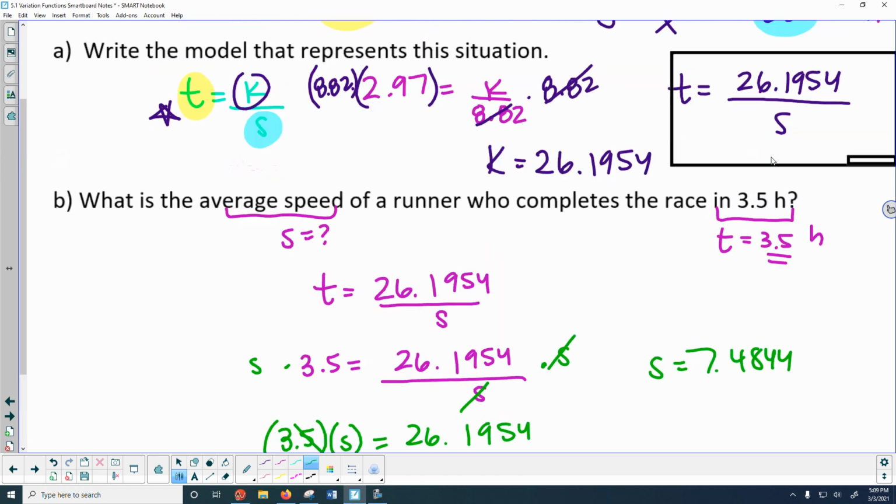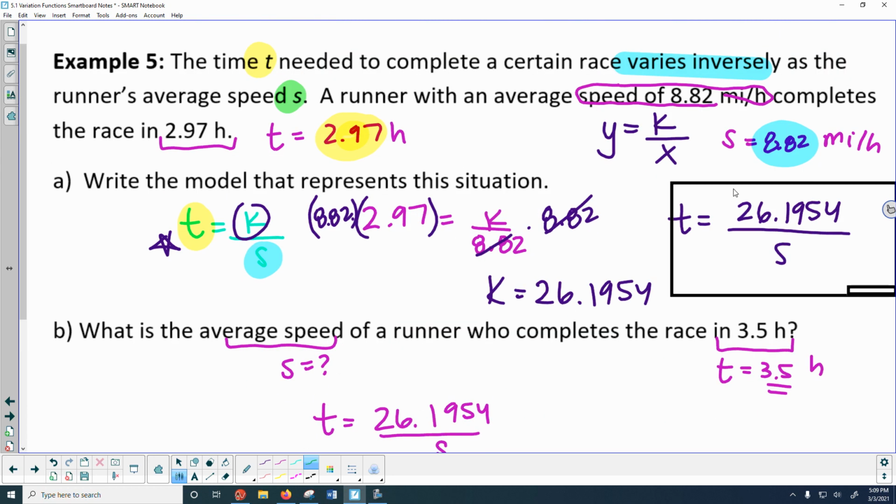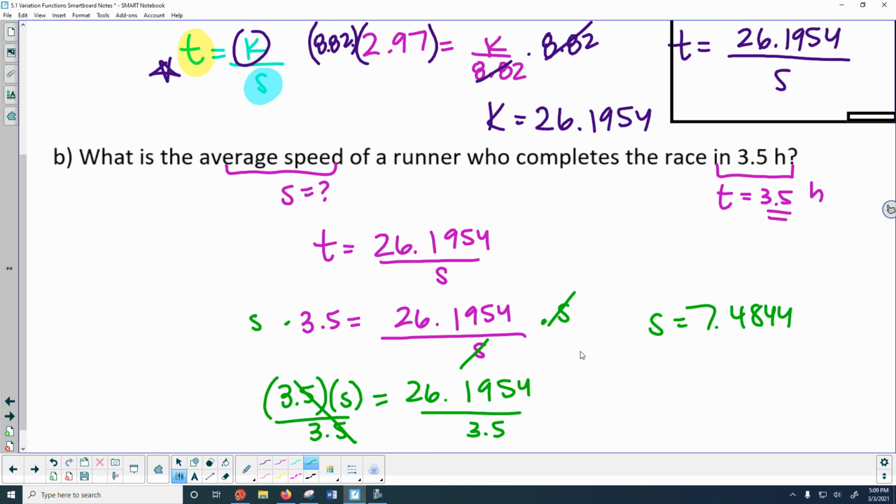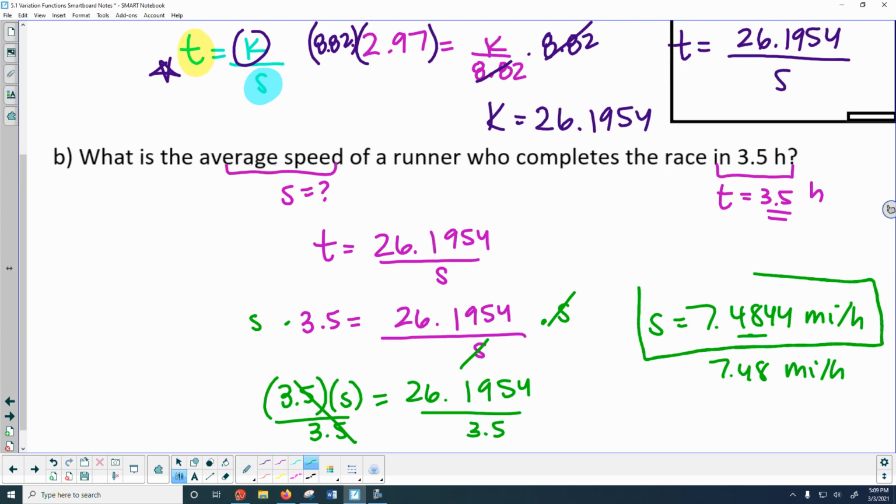And if I go back, where else was speed given? Way up in the beginning, and its unit was in miles per hour. So my unit here will be miles per hour. Again, we'll probably give you some rounding direction. So perhaps we'll round to like 2 decimals. So that might be like 7.48 miles per hour. But just ask how much we'd like you to round. Okay, but the most exact we can have based on the work we did would be that original one, 7.4844 miles per hour.